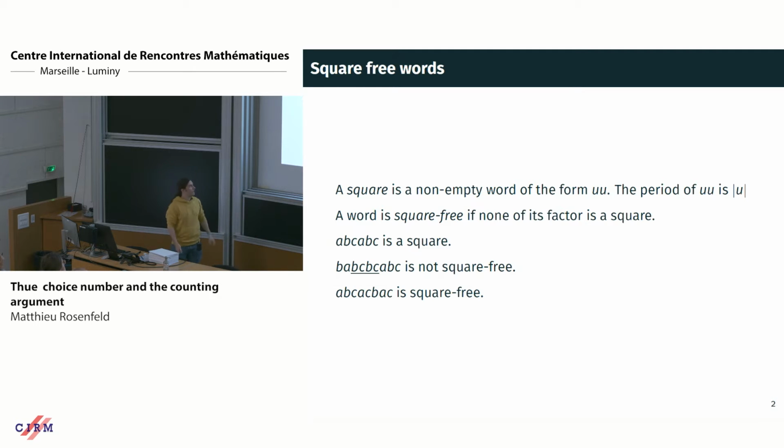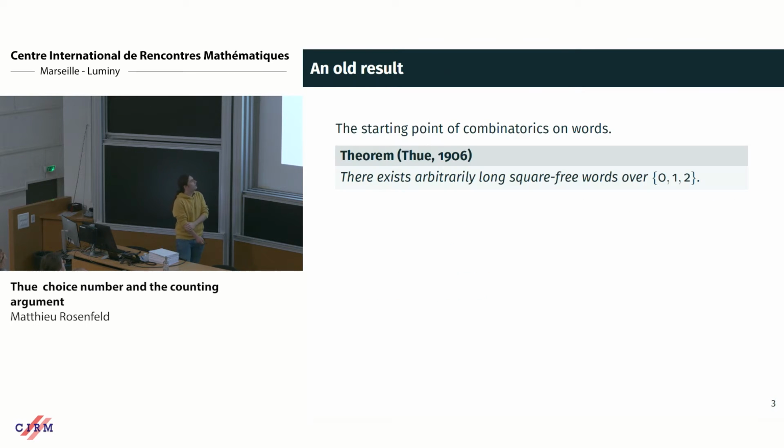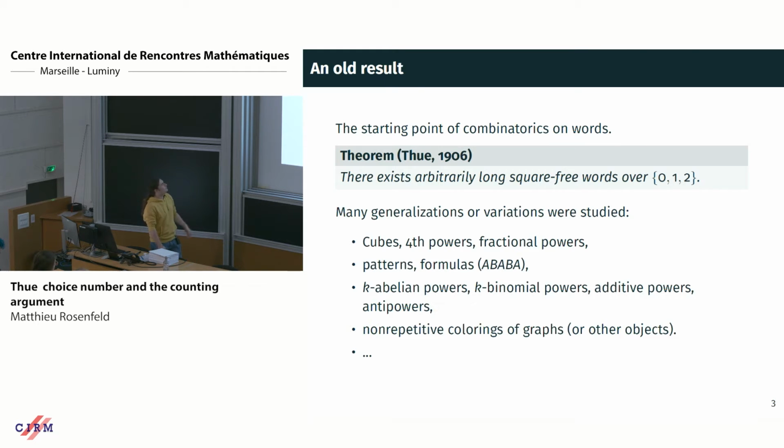So that's the notion of square. Let me remind you of this theorem, a result from Thue in 1906, that says that by using only 3 different letters, you can make an infinite sequence which does not contain any square. So there are arbitrarily long square-free words over 0, 1, 2. This result is often considered as the starting point of combinatorics on words, one of the first results of combinatorics on words. So naturally, it's been generalized in many directions, and variations of it have been studied. I'm just giving some of them now.